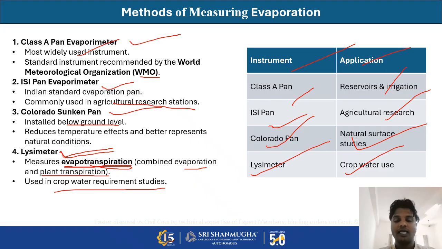Class A pan is used in reservoir and irrigation scheduling, reservoir storage and irrigation scheduling purposes. ISA pan is used in agriculture research stations for agriculture research purposes. Then Colorado pan is for natural surface studies, so there are temperature and natural condition effects and factors affecting this type. Lysimeter is the combination of evaporation and plant transpiration, so it is used for crop water use purposes.